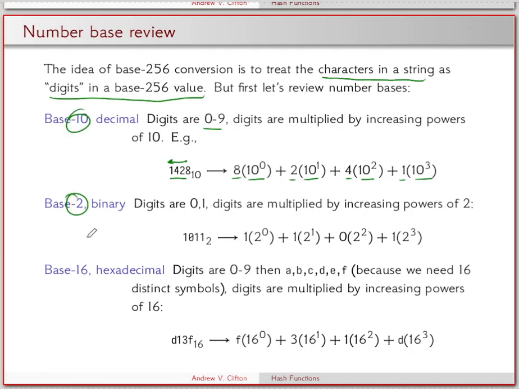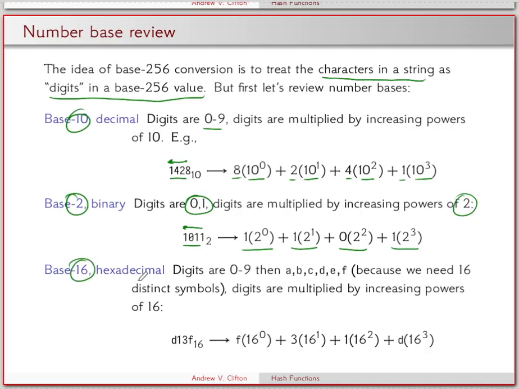All right, what about base 2? In base 2, which is binary, we only have two digits, 0 and 1, and we multiply them by increasing powers of 2. So if you have the binary number 1011, again, we're going to work right to left. We're going to multiply 1 by 2 to the 0, 1 by 2 to the 1, 0 by 2 squared, and then 1 by 2 cubed.